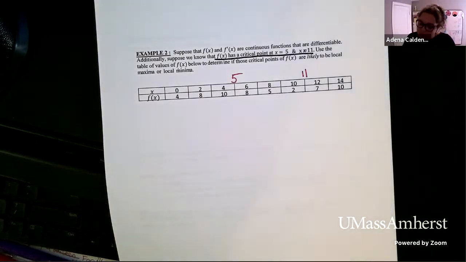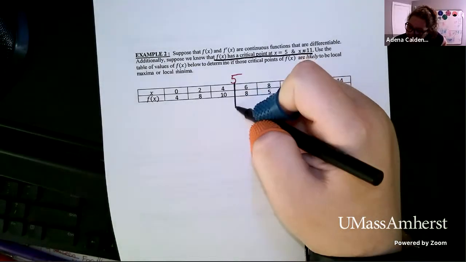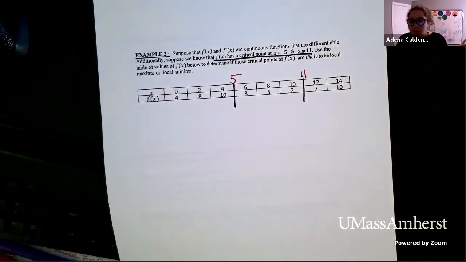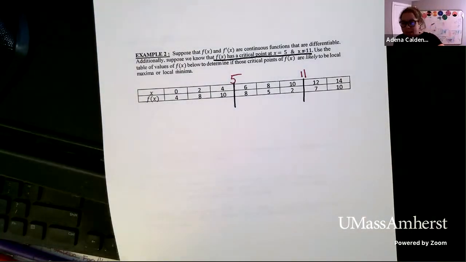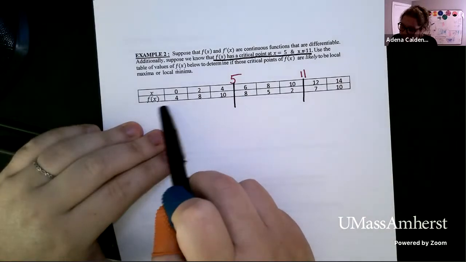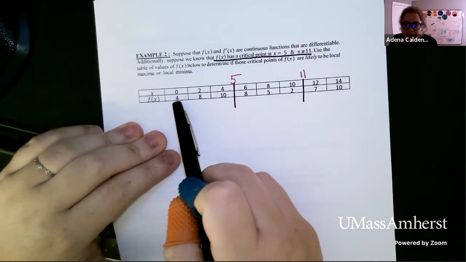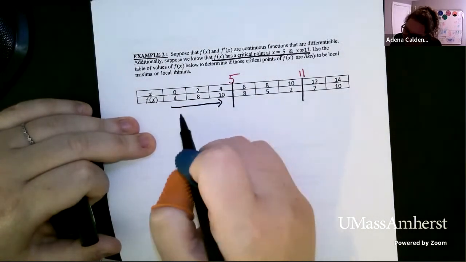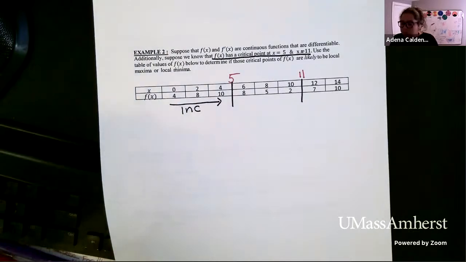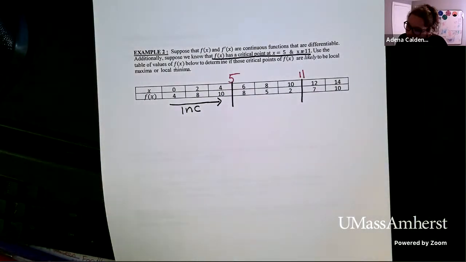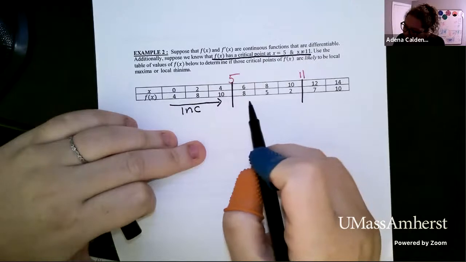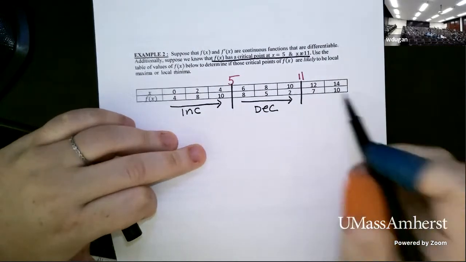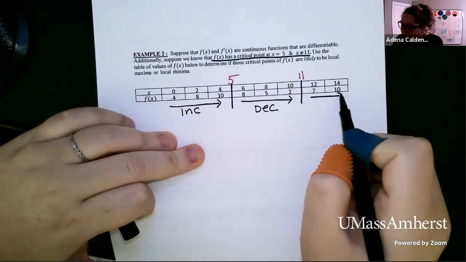All right, so let's think about this. This particular test has us looking at what's happening around the critical point. That means before we get to the critical point and after. If we think about this, this is the original function, and we look at these values, 4, 8, 10. These values are increasing as we go from left to right towards 5. Then after 5, we have 8, 5, 2. So these values are decreasing. And then to the right of 11, we have 7 and 10.